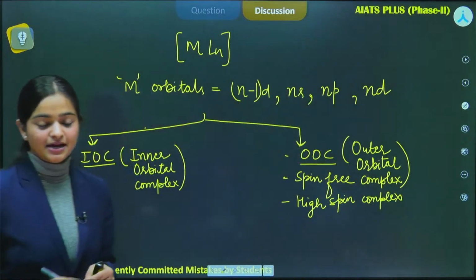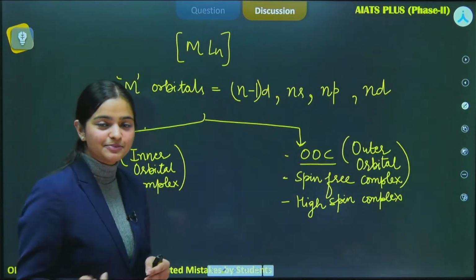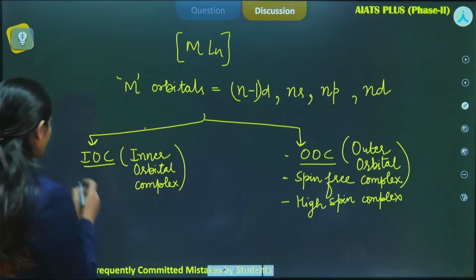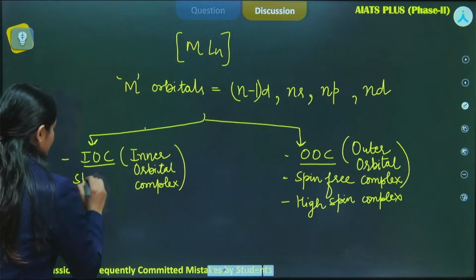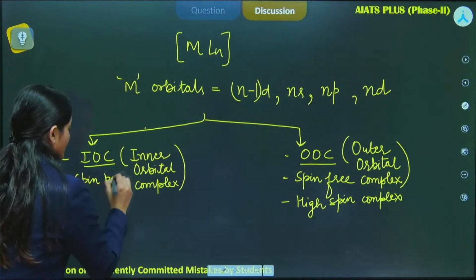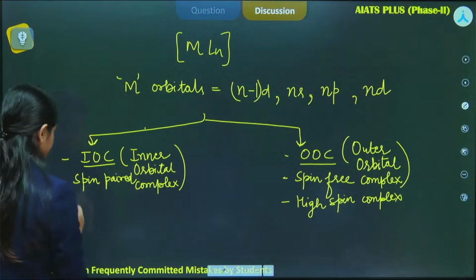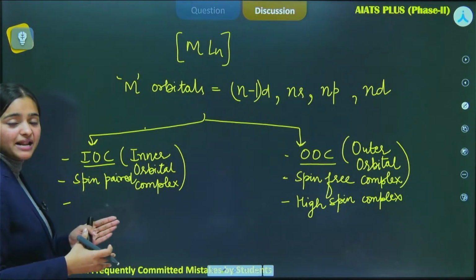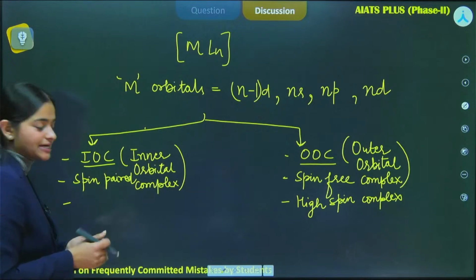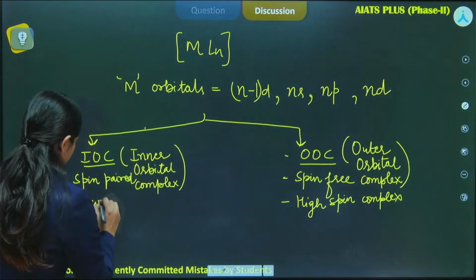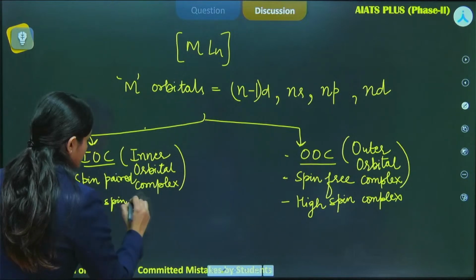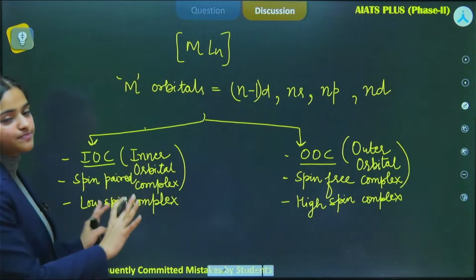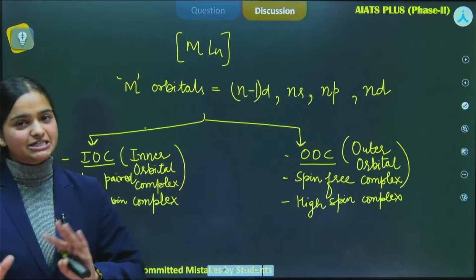Yeah, spin paired. Exactly, Preeti. Spin paired complexes are inner orbital complexes. And if we talk about the spin, then inner orbital complexes are basically low spin complexes. So this part of the complex or VBT is clear now.